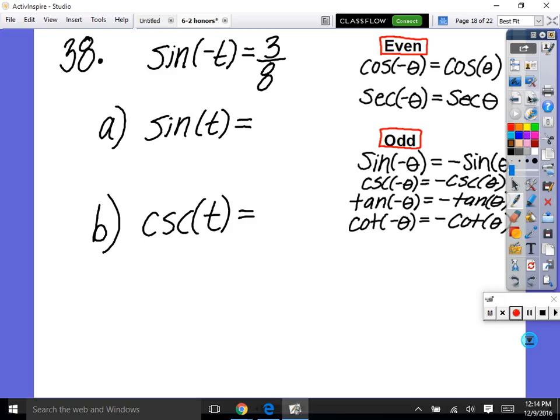Sine is odd. So we know the fact is, if you plug in a negative and it's odd, it'll come out opposite, correct? -1 times the original function. So what would the answer be? If this is 3/8, what would the answer be? Negative 3/8. Does that make sense?